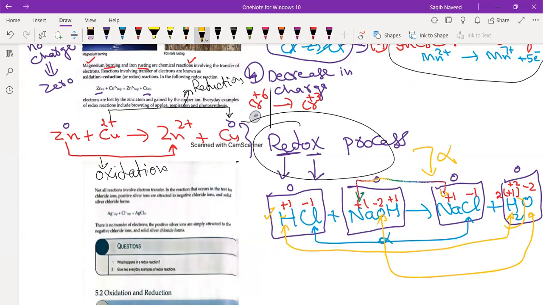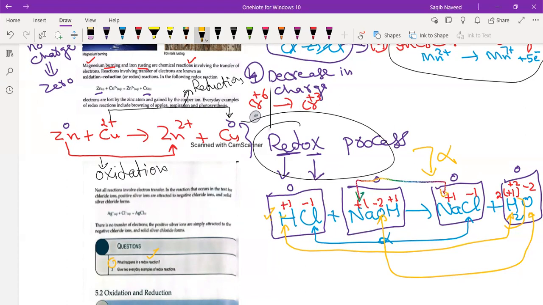So not necessarily all of your equations are redox. Sometimes you have such kind of equations which are not redox. How are you going to identify the redox? So the question is, what happens in a redox reaction? What will you answer? It's oxidation and reduction, both of them take place in a chemical reaction. One element is losing electrons, the other one is gaining electrons.